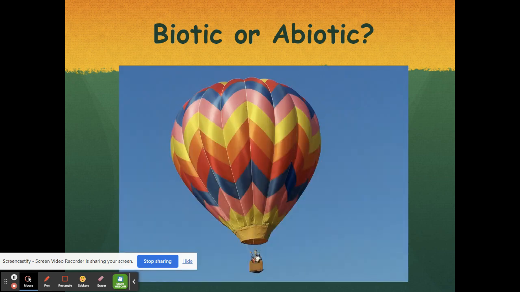Hot air balloon. This one's tricky because I've got both going on here. I've got the balloon, which is definitely abiotic. I've got the light, I've got the air, definitely abiotic. But if you look in the basket, there are people. People are alive. People are biotic.